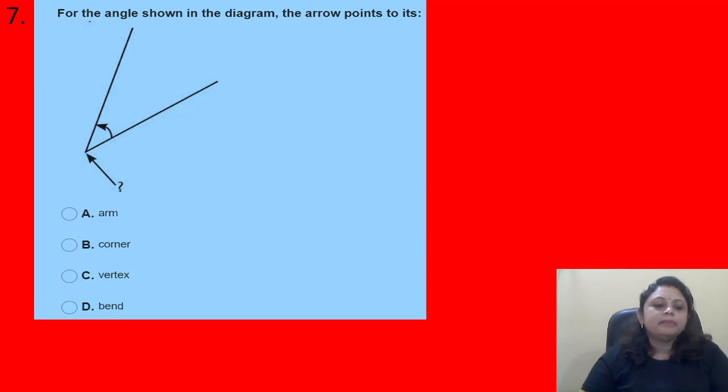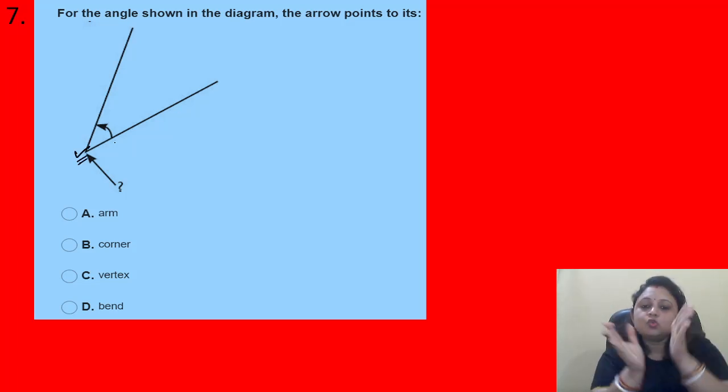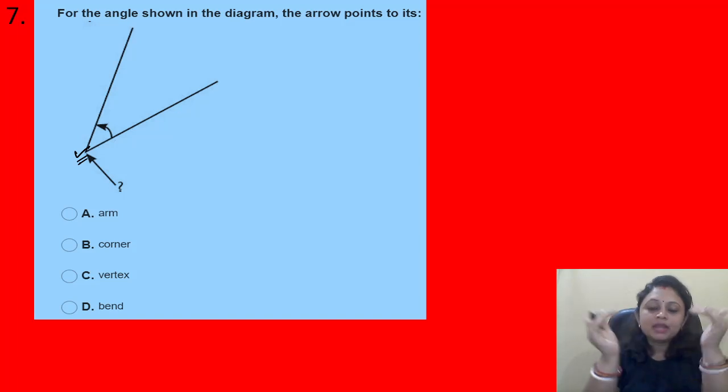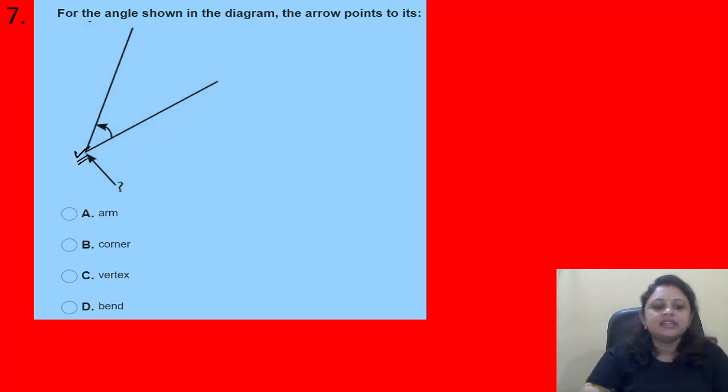Okay, yes. Coming to the next question, for the angle shown in the diagram, the arrow points to its: option A arm, B corner, C vertex, D bend. So here this point, that is where the two lines are joining. The two lines where they are joined, it is known as vertex. Okay, so correct answer is option C, that is vertex.